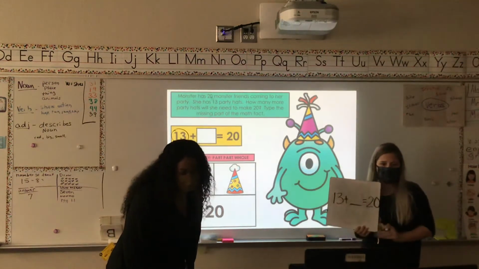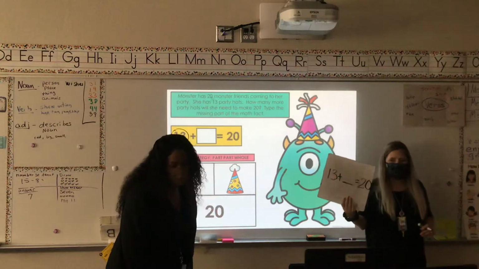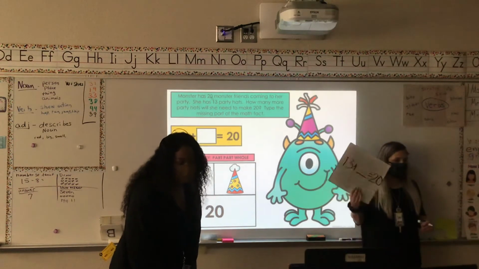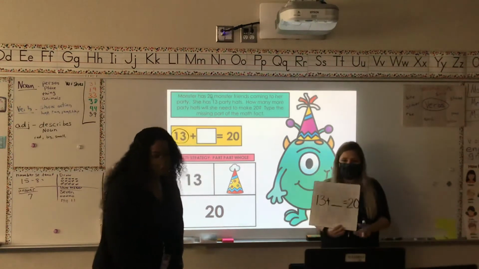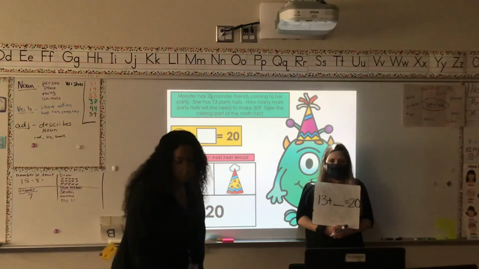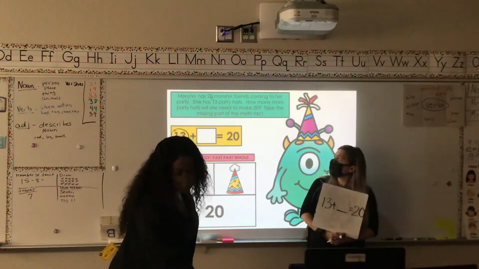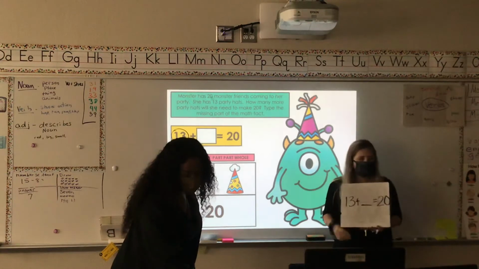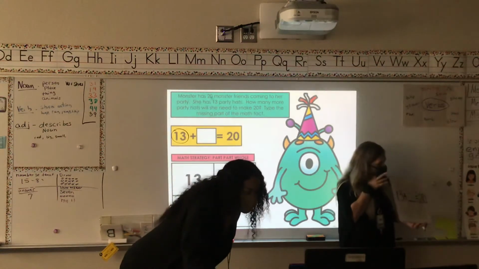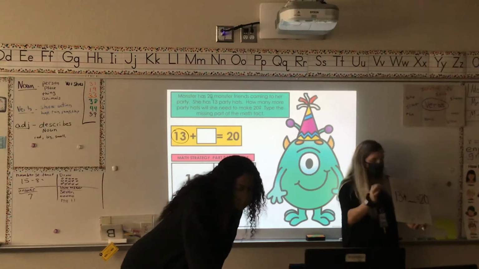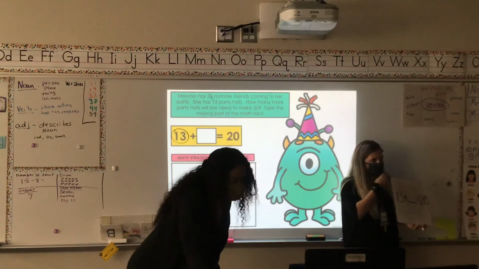13 plus blank equals 20. What's that missing number? There you go. Good job, Curtis. What's that missing part? Let me see that. Good job, Harper. All right, baby. Write your number sentence. 13 plus 7. Good job, Destiny. Good job, Kelly. Try and write your number sentence.